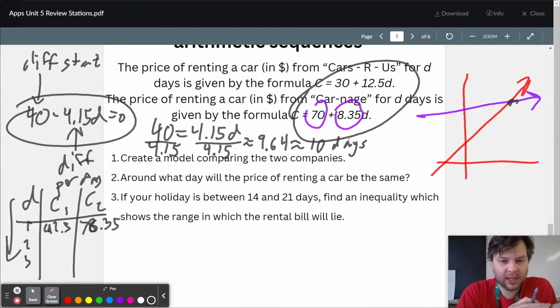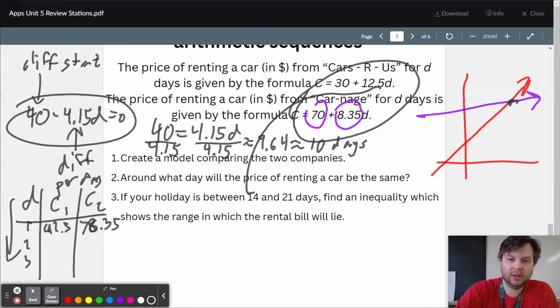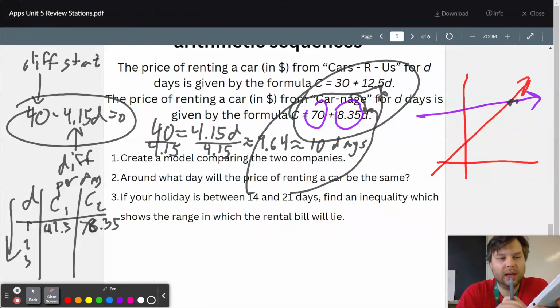Now, if your holiday is between 14 and 21 days, find an inequality in which the range shows the range in which the rental bill will lie. Two ways you can interpret this. One way is to give the absolute cheapest and the absolute most expensive. But basically what you're doing is you're taking 14 and plugging it in for the days there, and taking 21 and plugging it in for both the days there. I know that because our break-even point was 10 days, I know that the cheaper one is going to be the one with the smaller slope.